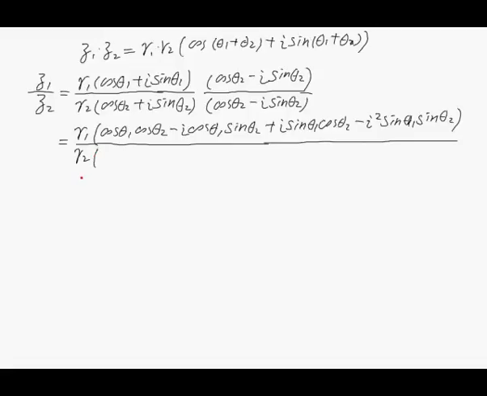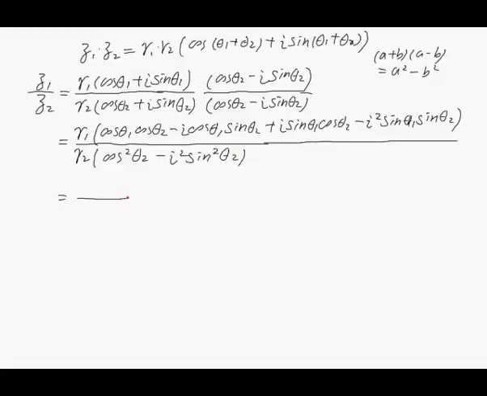Now for the denominator, you have cosine theta 2 plus i times sine theta 2 times cosine theta 2 minus i times sine theta 2. So actually we have this formula, right? We have a plus b times a minus b equal to a squared minus b squared, right? So now you can get cosine square theta 2 and then minus the square of the i times sine theta 2. So that is i square times sine square theta 2.